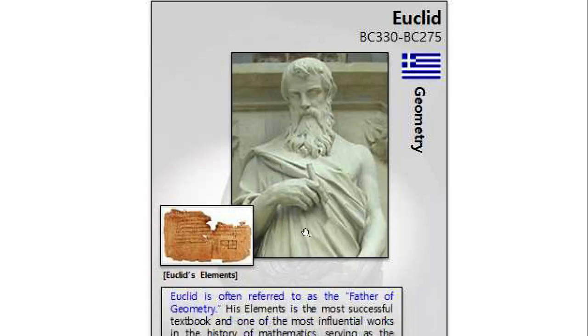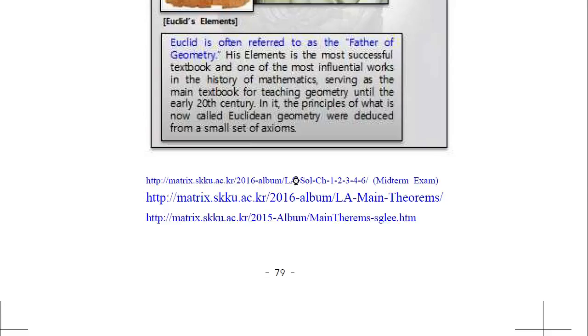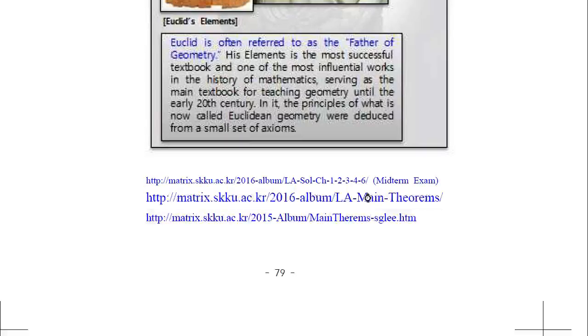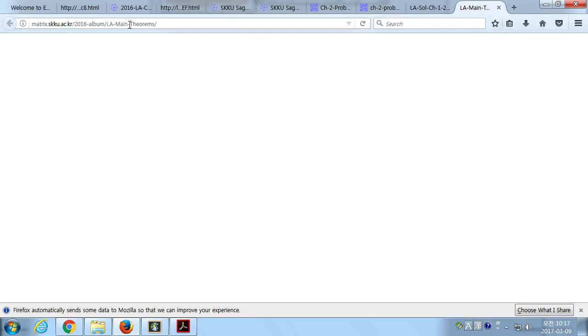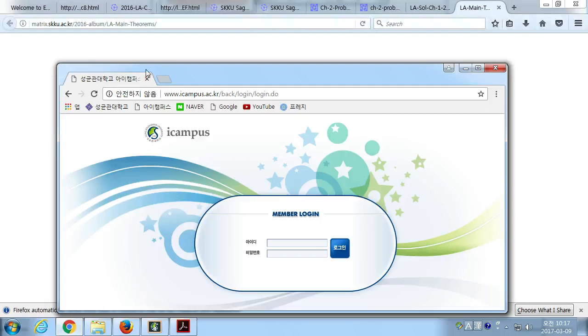I think that's the end of it. But the most important thing is here. Okay? Here you can find the solution set that I made. The whole solution can be found in here. And also I made up here.